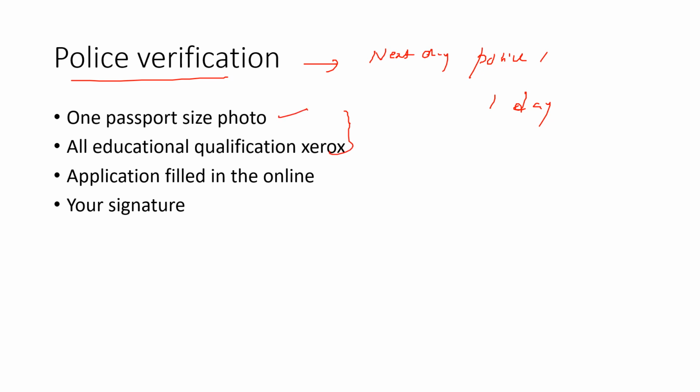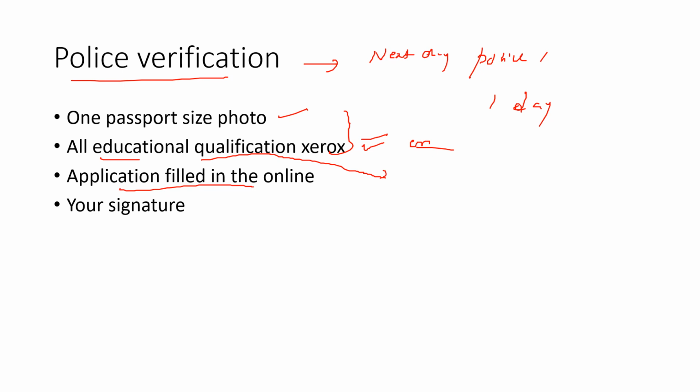He will ask for one passport photo to stick on the application, and xerox copies of all educational qualifications, and carry the originals also. He will verify the originals, just have a glance, and take the xerox copies. Here all educational qualifications are a must. At the RPO he asked only for the SSC original, but here it is better to carry all educational qualifications.